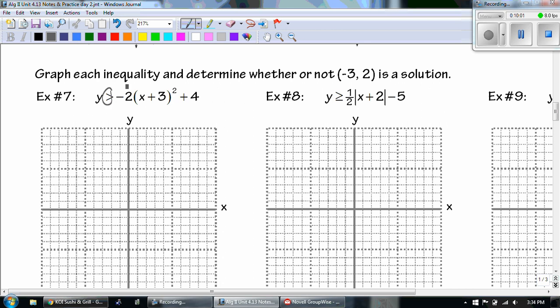So first, I'm going to look at my symbol, okay? That is open, and it's greater than, so that is above. Now I want to look at my pattern. It's going down because it's negative, and a equals -2. And then I need to know my vertex, and my vertex is -3, +4. Okay? So here we go.